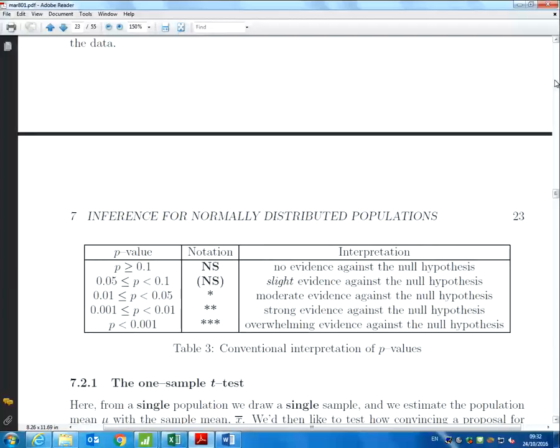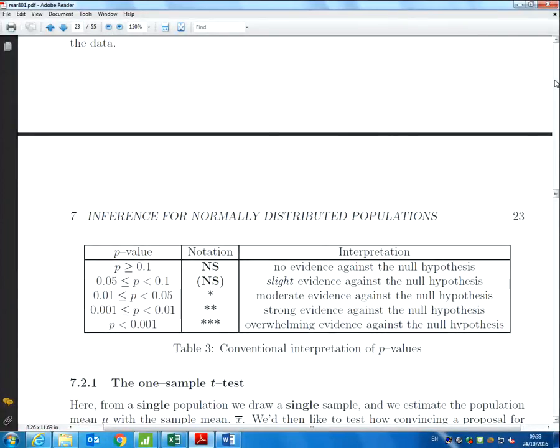So what would we say? What's the conclusion? Strong evidence against the null. So the null is that the means are the same, but we're rejecting that. There's strong evidence against that.